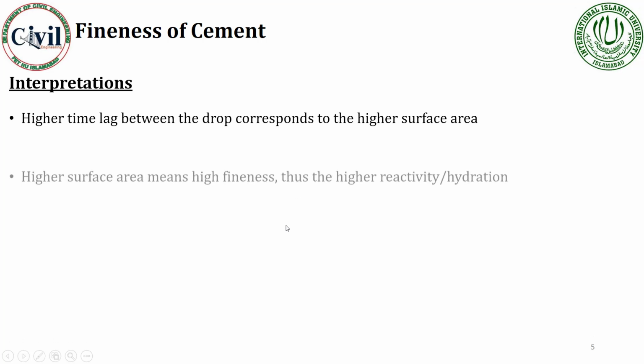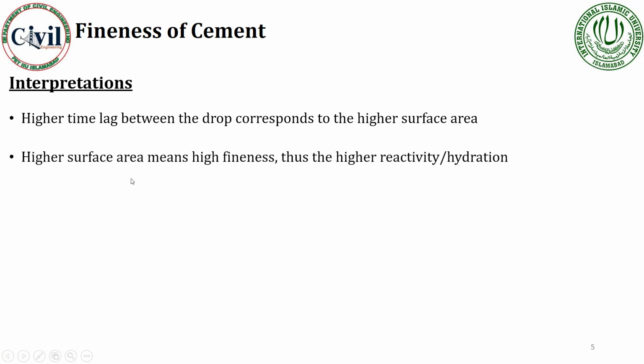So the second implication is, the higher the surface area, the higher the reactivity, and higher reactivity of a cement can be expected. So cement with lower surface area is not desired to be used in construction, because the surface area basically corresponds to the freshness of a cement. The higher the surface area, the higher the reactivity, efficiency, and freshness of cement would be.